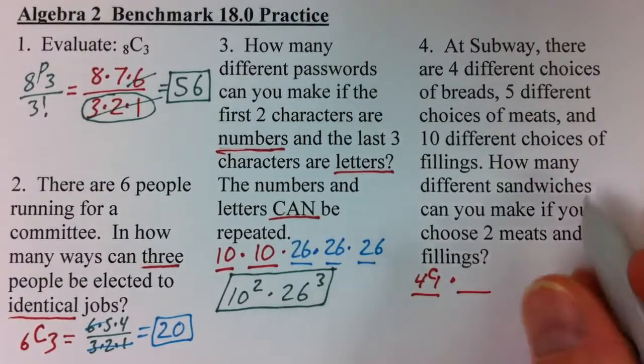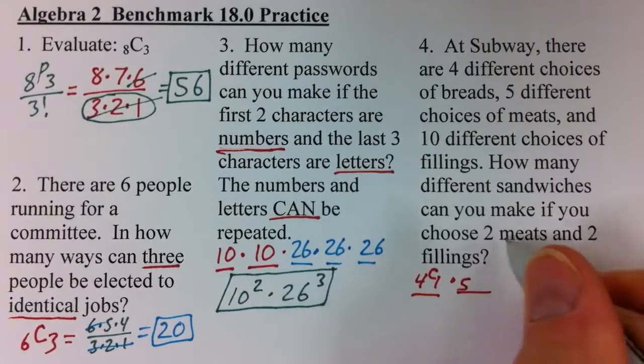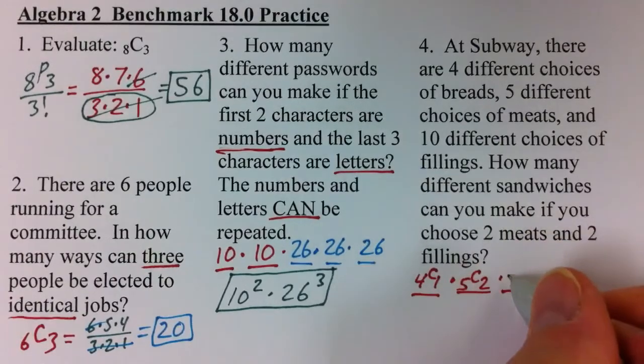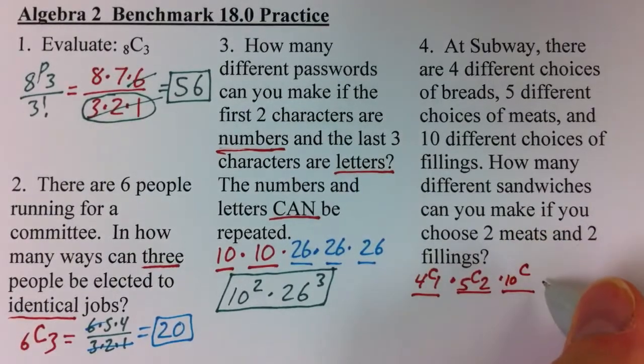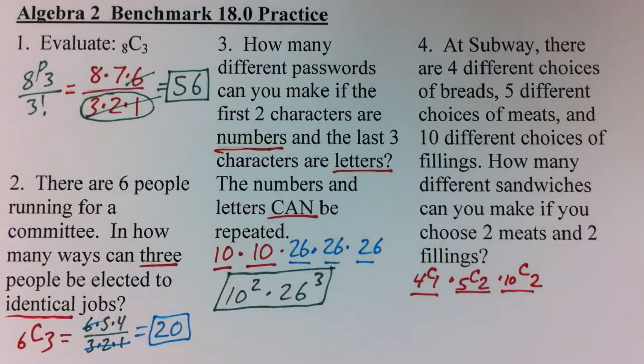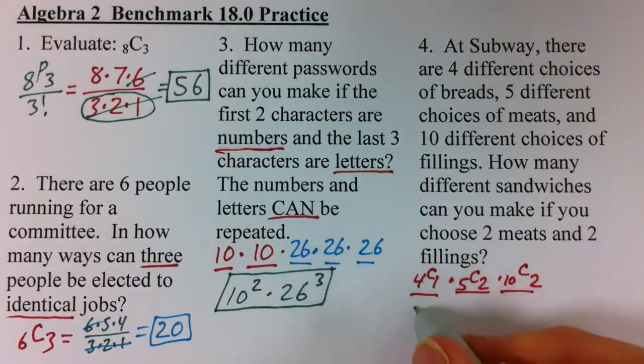Times, let's see, the meats. There are 5 to choose from, and it looks like we're choosing 2. And by the way, it's C because we don't care about order. And the last one is 10 to choose from, and we want 2 fillings out of the 10. And again, these are all C because order really doesn't matter too much. Okay, this is going to be 4.